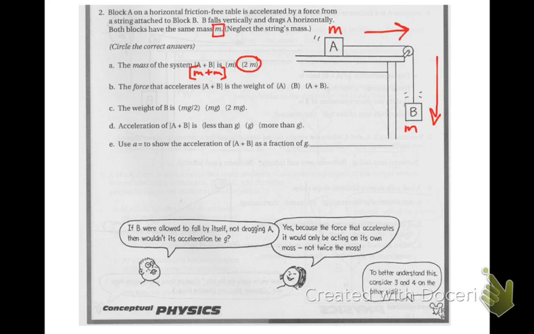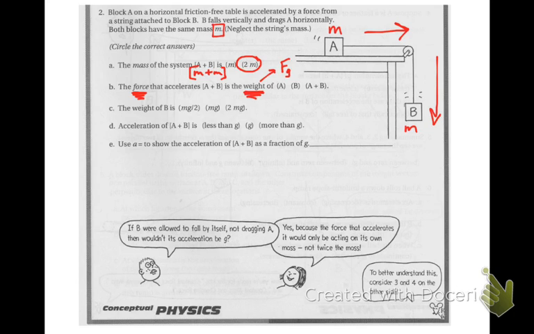The force that accelerates A plus B is the weight. So the weight force means that we are talking about Fg. Things I want you to think about. Fg means our force of gravity. Which one of these is being accelerated due to gravity itself? Is it A, who's moving horizontally, or is it B who's moving vertically?